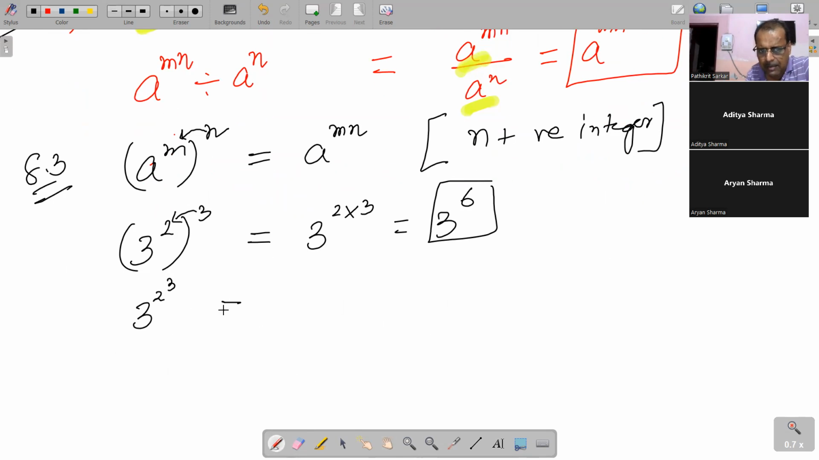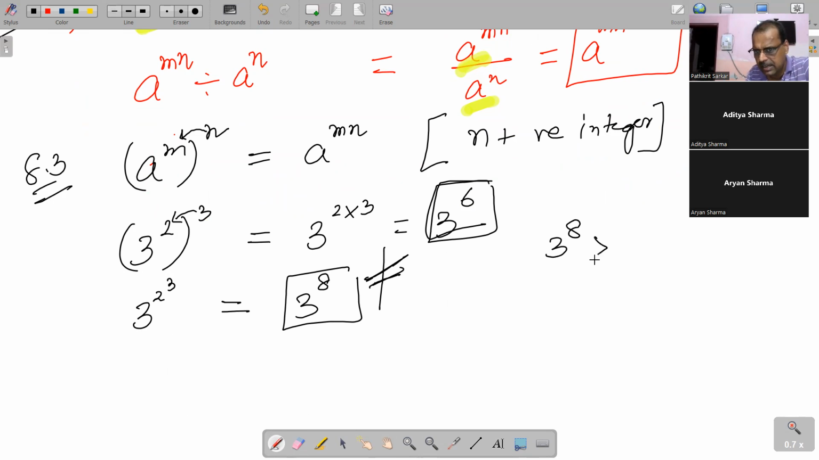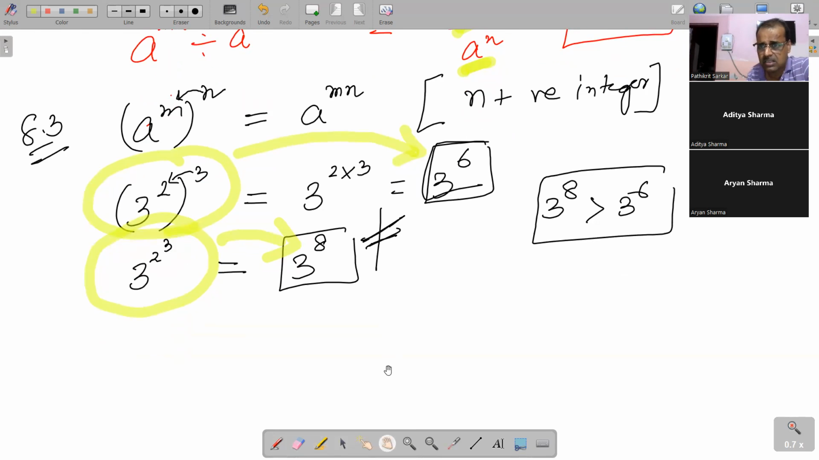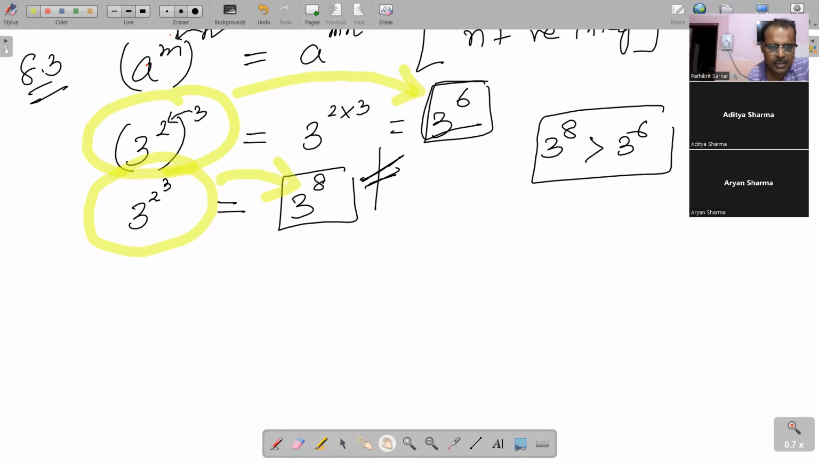It will never happen. Why? Because 3 to the power 2 cube means 3 to the power 8. So 3 to the power 8 and 3 to the power 6 are not the same. These two are different because 3 to the power 8 is greater than 3 to the power 6. So always remember: whenever we write in this form, it indicates this one, and whenever we write in that form, it indicates the other. There is a difference between these two.